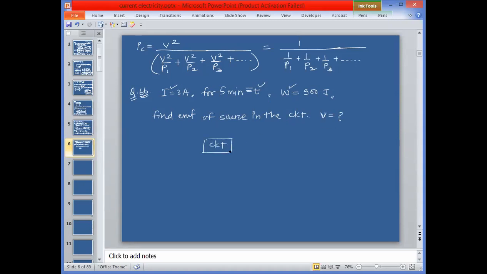Tell me, this is the electrical circuit. This is your source whose EMF or potential difference is asked to you. This current I is given to you. For how much time, that is also given to you. Which equation we will use? Reply me in the chat box. Which equation we can use? Tell me. कोणते इक्वेशन बाळांनो वापरायचं?